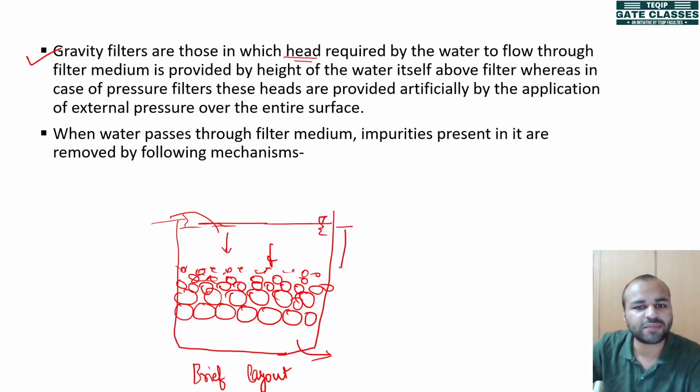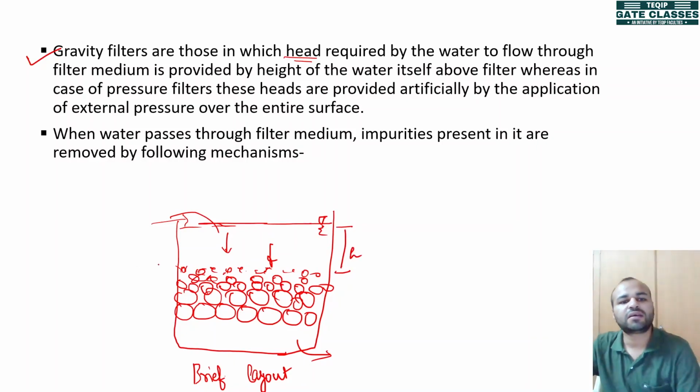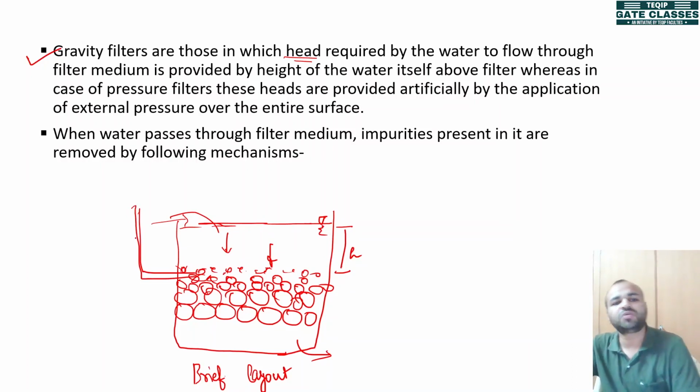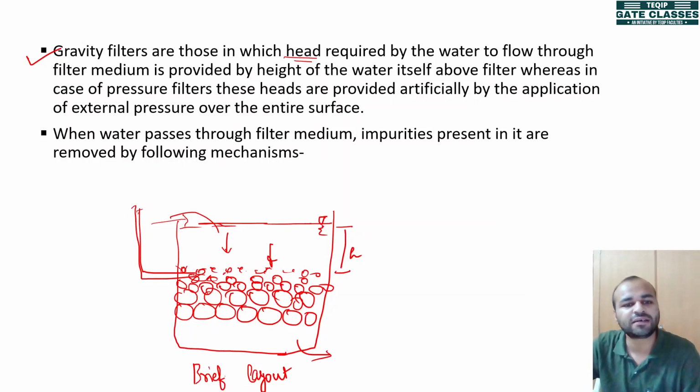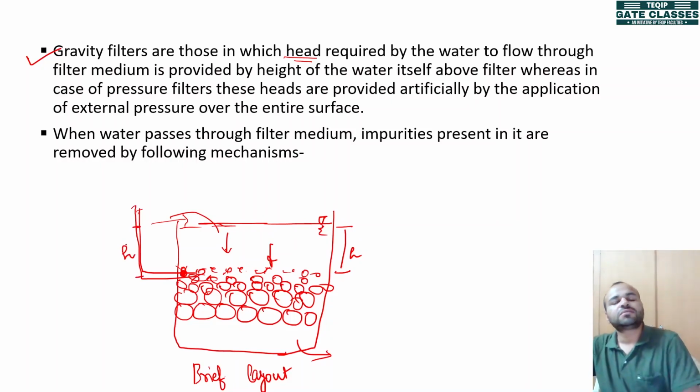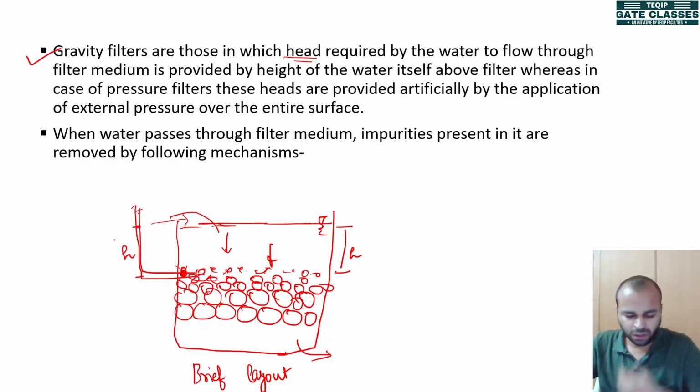What do we understand by head? In fluid mechanics we have learned that we used to use piezometers, which used to measure the pressure that is maintained here. So if we talk about the pressure maintained here, it will be at this level H. So this head we are talking about is the amount of head to maintain the energy for the water to flow through the filter medium.